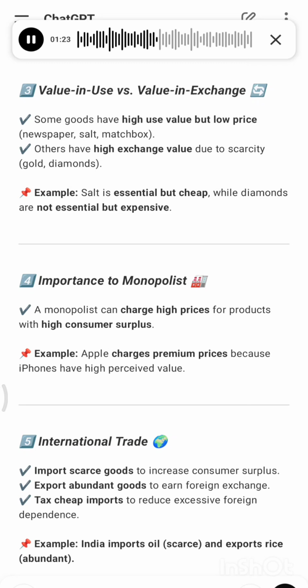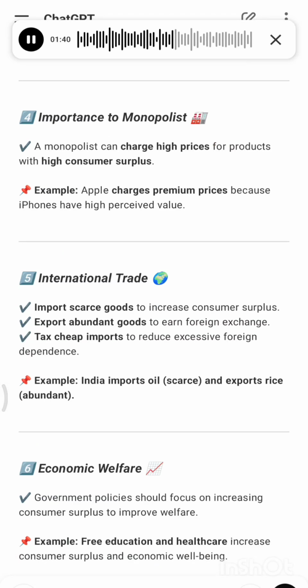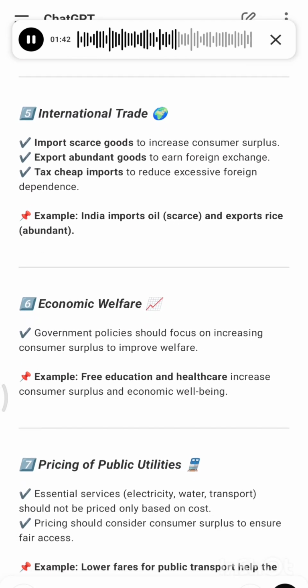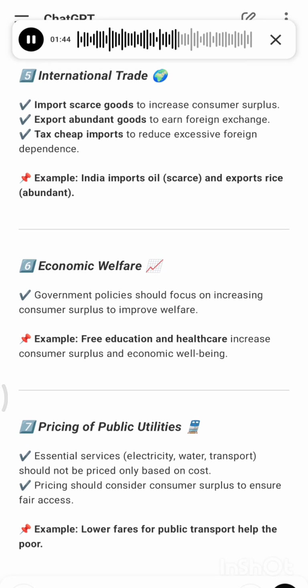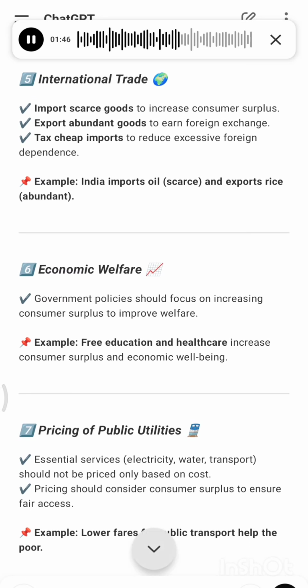Importance to a monopolist: a monopolist can charge high prices for products with high consumer surplus. Example: Apple charges premium prices because iPhones have high perceived value. International trade: import scarce goods to increase consumer surplus. Export abundant goods to earn foreign exchange. Tax cheap imports to reduce excessive foreign dependence. Example: India imports oil, which is scarce, and exports rice, which is abundant.